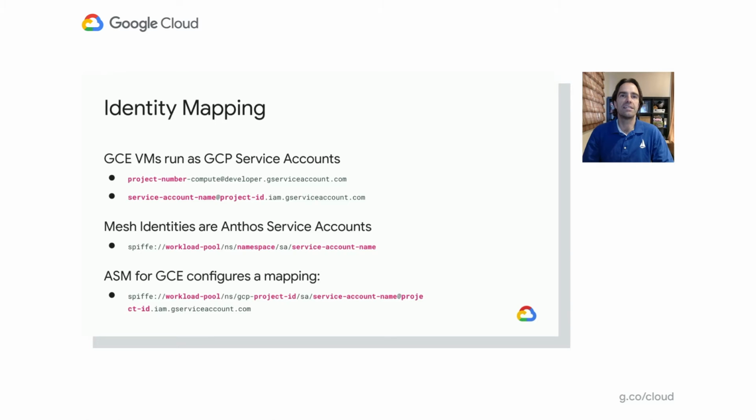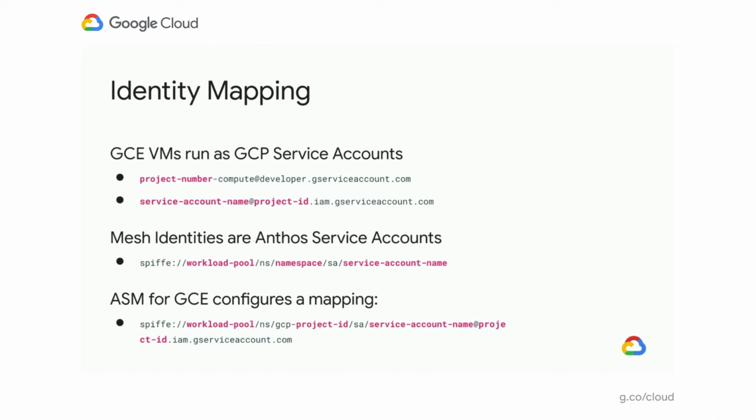So the first thing we're going to look at is the identity space. And this gets a little bit complicated because on GCP, the VMs are actually running as GCP service accounts, not as Kubernetes service accounts. And these have a different form. So a GCP service account, there's really 2 different main ways that you'd run a VM. You can either use the default service account for the VM, which is just project number -compute, or you can use a named service account that you created, which is service account name at project ID. And these would be the identity that the VM starts up with and is available through the metadata server built into GCP. But in Anthos Service Mesh, we want to use mesh identities.